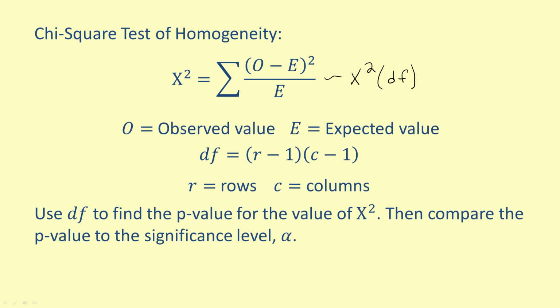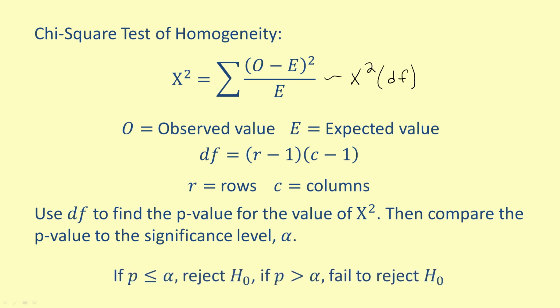We compare the p-value to a significance level, alpha. If p is less than or equal to alpha, reject the null hypothesis. If not, fail to reject the null hypothesis.